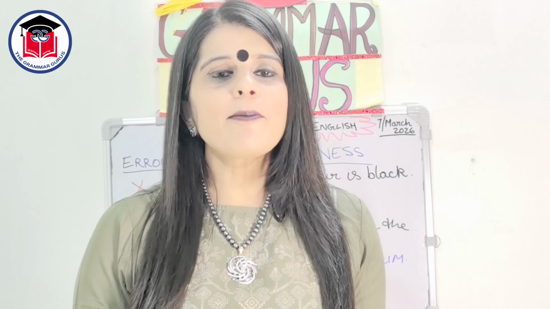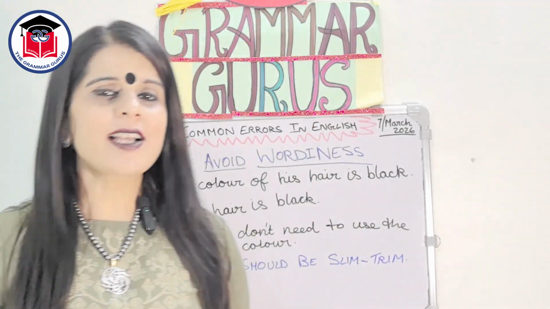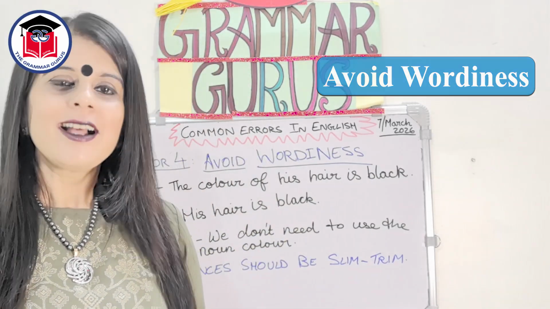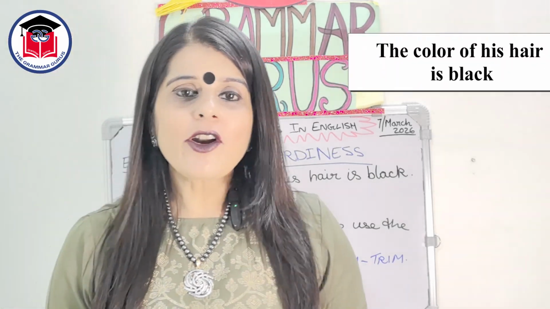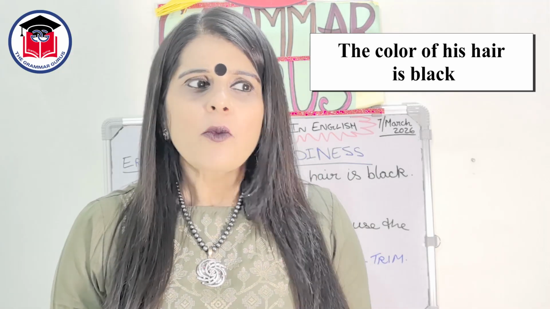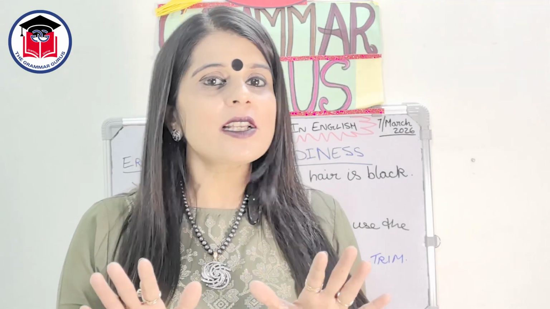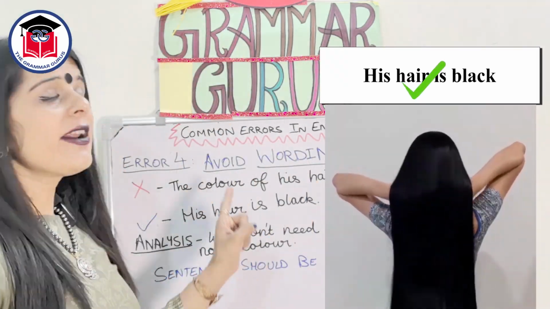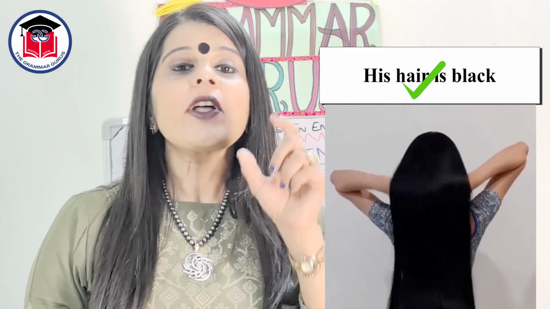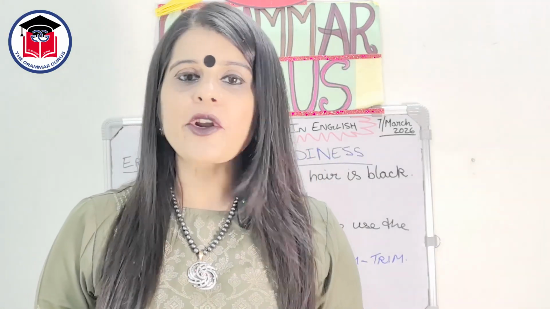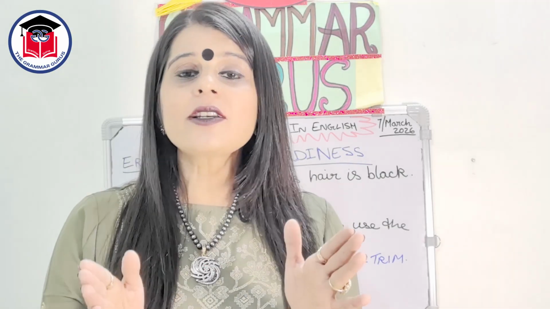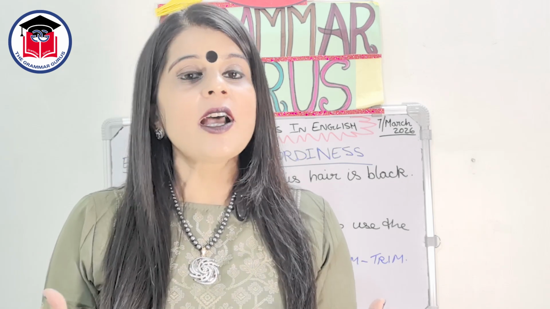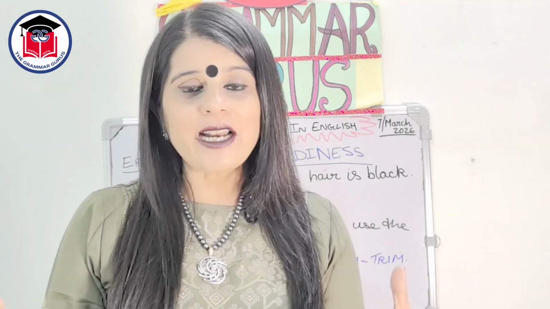Now guys, error number 4 is quite interesting. Let's have a look. It says avoid wordiness. Isn't it a little weird? Let's find out. The color of his hair is black. Generally, we would feel that this sentence is okay. But the correct sentence would be his hair is black. The difference being that the use of noun color is not required. In English, we want our sentences to be slim and trim. So we should avoid the use of extra words which make our sentences fat and bulky.